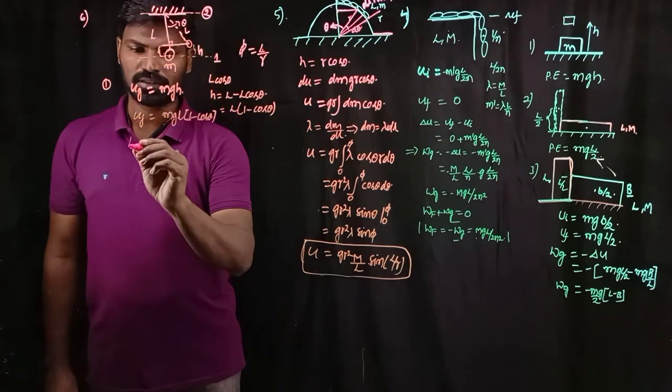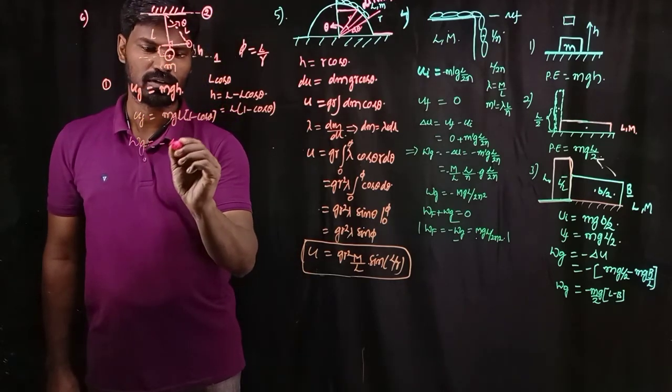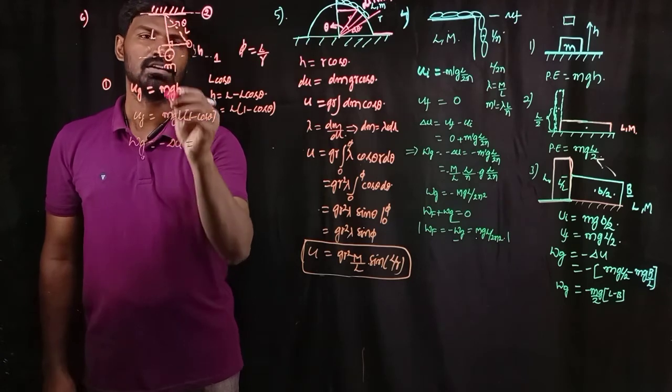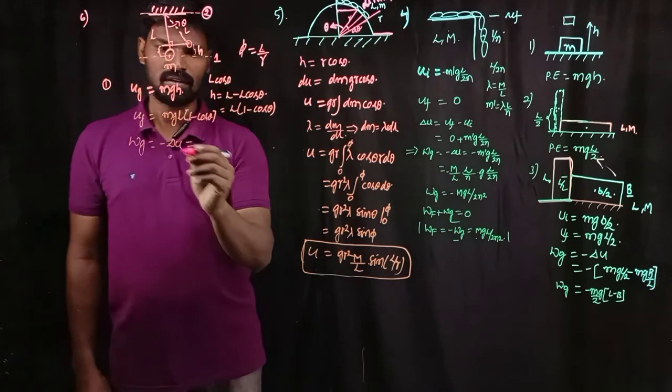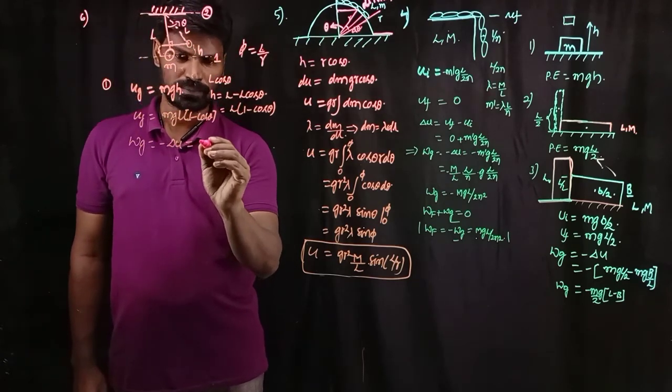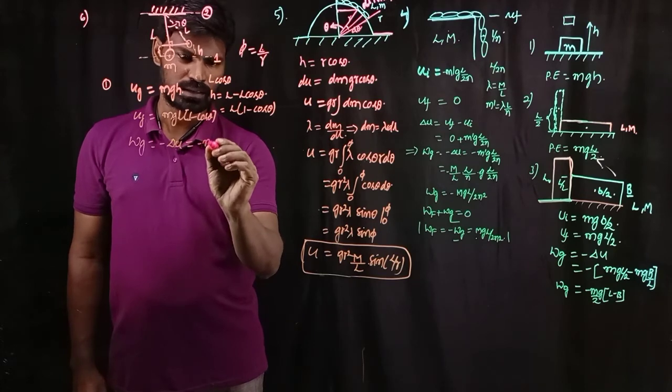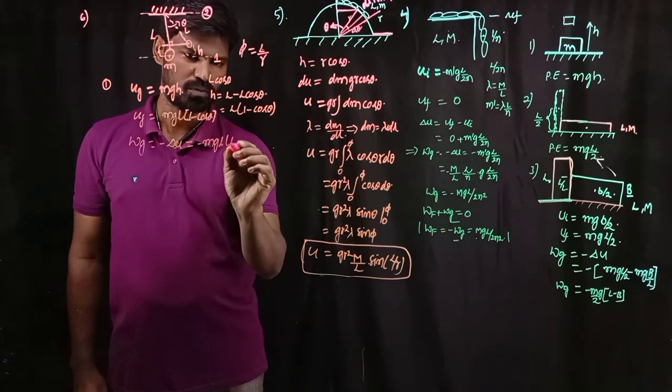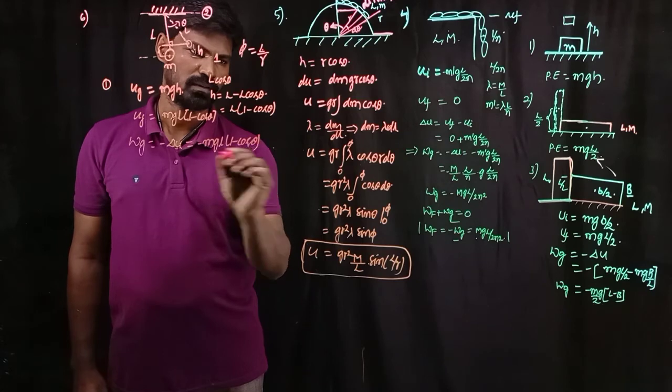And work done by gravity is equal to the negative of change in potential energy. The initial potential energy is anyhow 0, because of which you will get minus mgL into 1 minus cos theta.